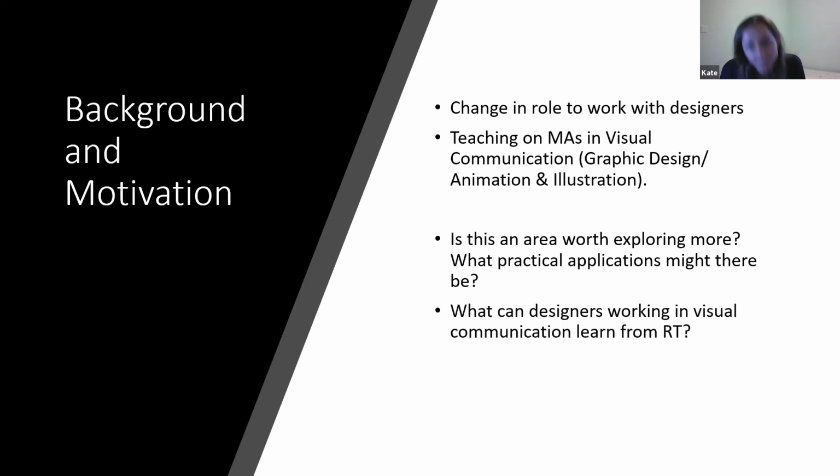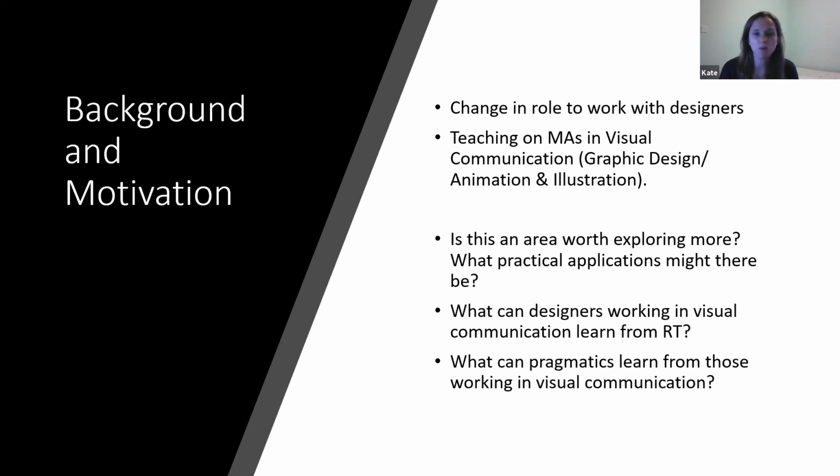What can designers working in visual communication learn from relevance theory? And conversely, what can those people working in pragmatics learn from practitioners who are working in visual communication and designing messaging strategies day in, day out? Lots of my colleagues are practitioners as much, if not more, than being researchers.